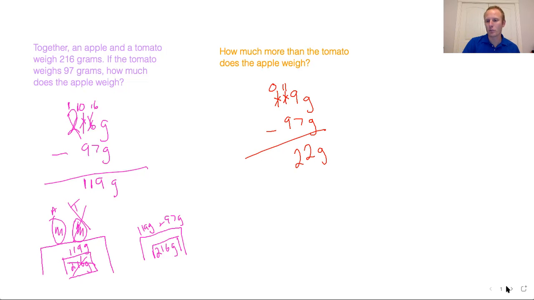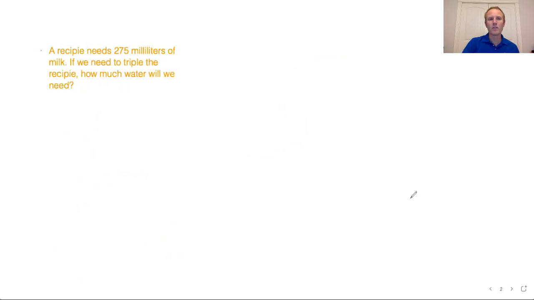Let's go on to our next problem. It says a recipe needs 275 milliliters of milk. If we need to triple the recipe, how much water will we need? And that's like a trick question, because in one part I said milk and in one part I said water. So let's change that.